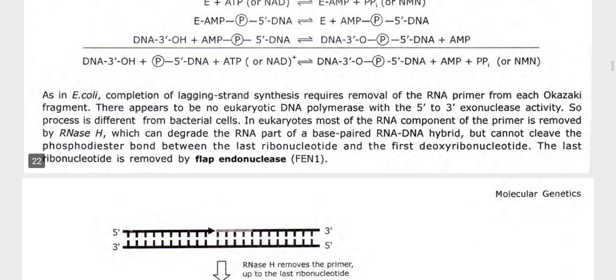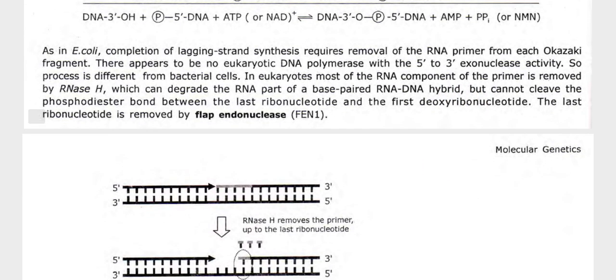As in E. coli, completion of lagging strand synthesis requires removal of the primer from each Okazaki fragment. There appears to be no eukaryotic DNA polymerase with 5' to 3' exonuclease activity, so the process is different from bacterial cells. In eukaryotes, most of the RNA component of the primer is removed by RNase H, which can degrade the RNA part of the base paired RNA-DNA hybrid, but cannot cleave the phosphodiester bond between the last ribonucleotide and the first deoxyribonucleotide. The last ribonucleotide is removed by the flap endonuclease.